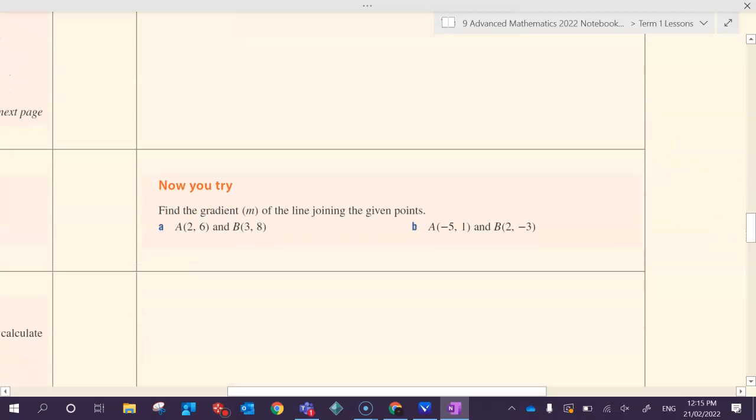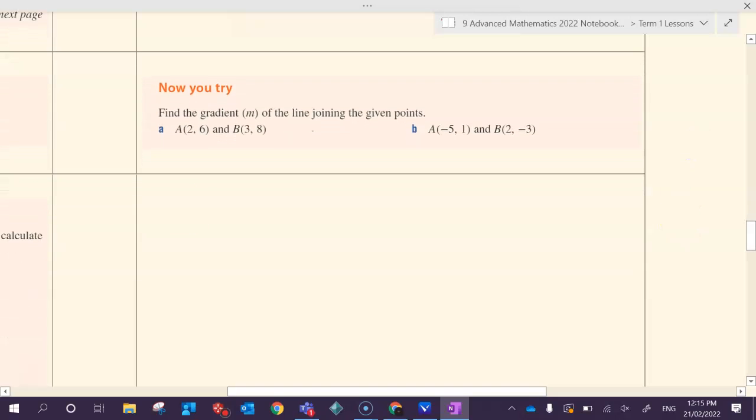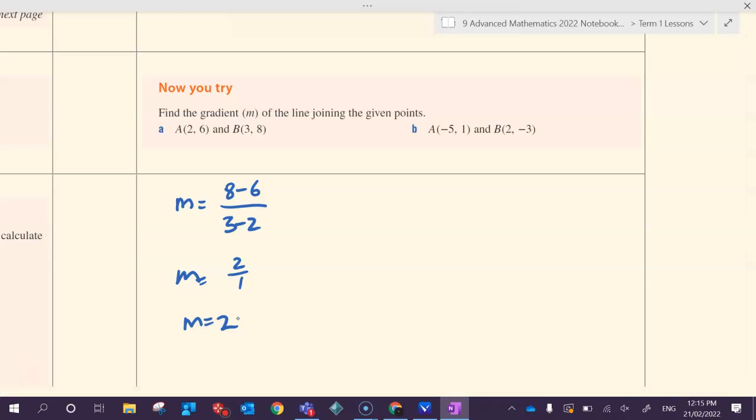It's not very hard. Oh, how do I find the gradient between 2 points? We did this the other day, so this is going to be easy. y2 take y1 over x2 take x1. 2 over 1. M equals 2. You do the next one for me. I'll give you 15 seconds. That's enough time. That's 3 times as long as it took me to do that one.